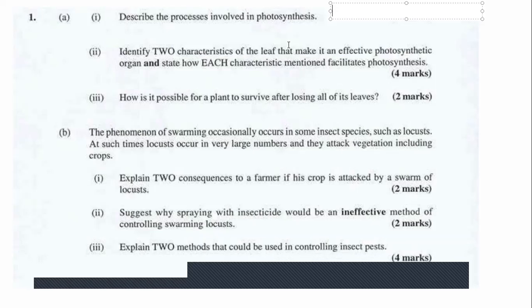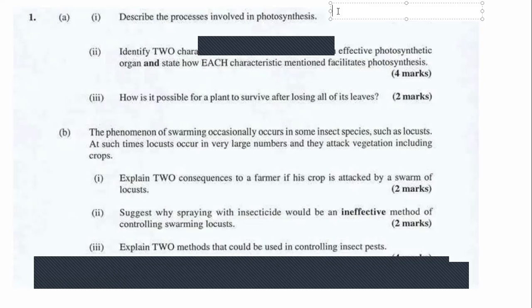Can we first state the chemical equation involving photosynthesis? What's the approach we should take? The first thing is to talk about where the process occurs. Where does the process occur? In green plants. All right, the leaves.